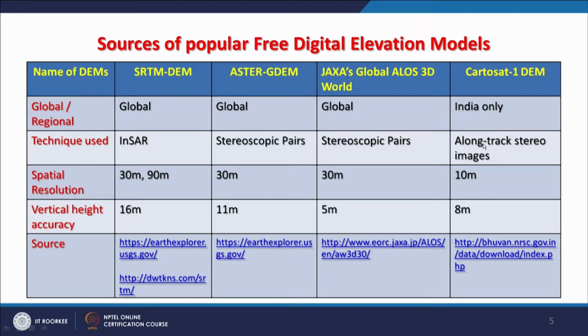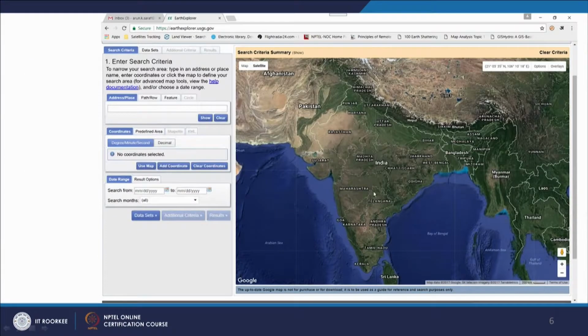So two cameras, one was looking forward, one was looking downward or backward, and likewise stereo images were generated, and then these have been processed to generate a digital elevation model at 10-meter spatial resolution with 8-meter accuracy. This can be downloaded through Bhuvan, which is a sort of equivalent of Google Earth. So 4 types of digital elevation models are available for India, 3 for global, and 1 only for India.